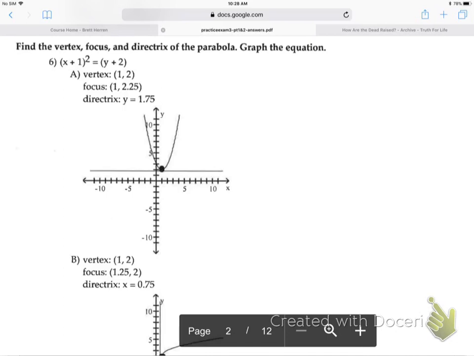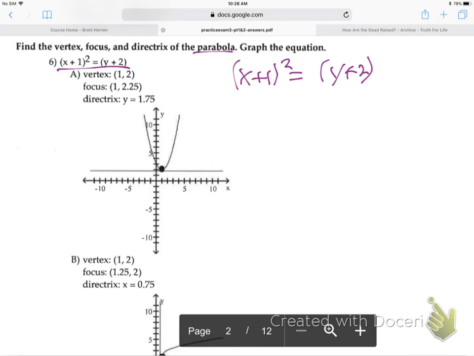All right, so they're giving me this equation, which is a parabola. Looking at that, it's kind of backwards. I mean, no, it's not. It's normal. So it's x plus 1 squared is y plus 2.